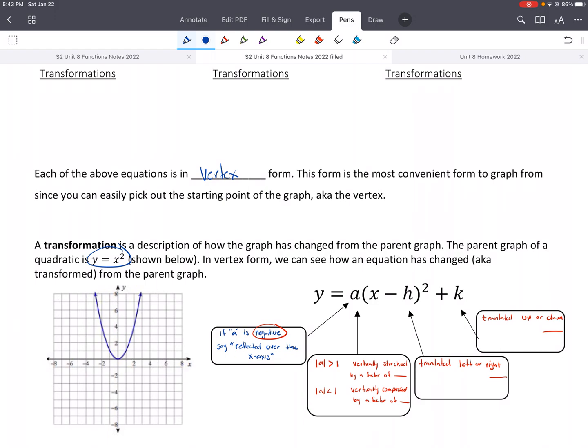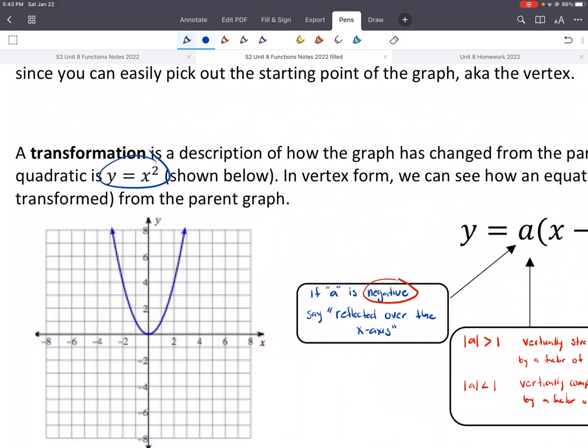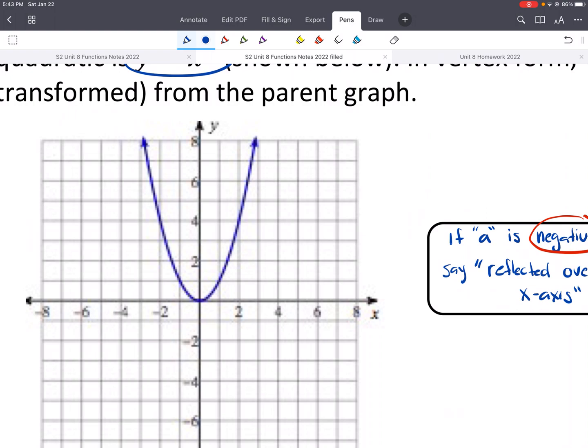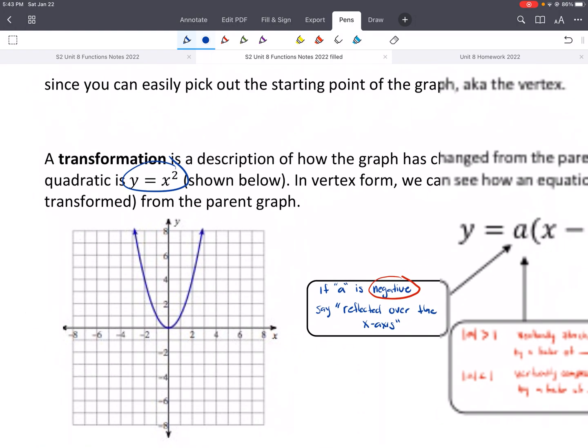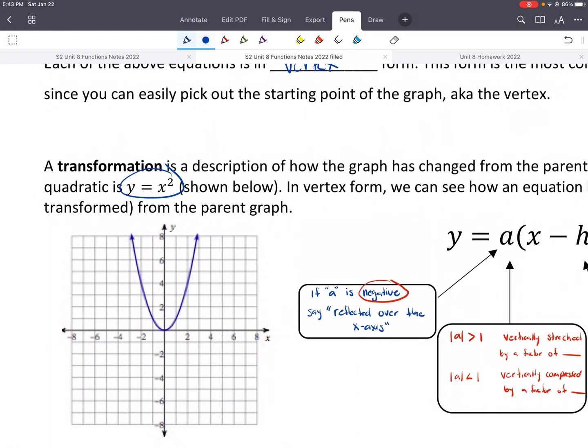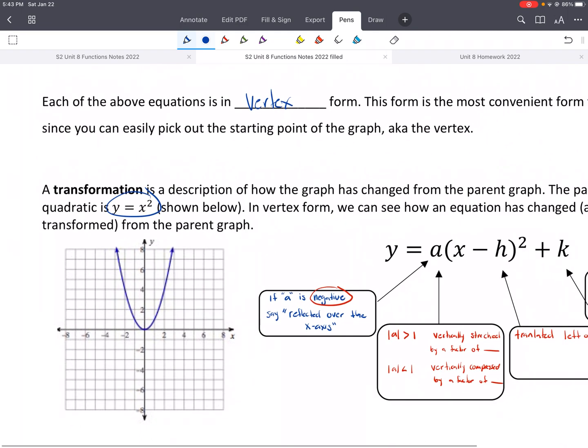So for here, it's just y equals x squared, and it looks like this, where the vertex is at the origin. All right, so what we're going to do is try to figure out how an equation has been changed or transformed based off of the parent graph.